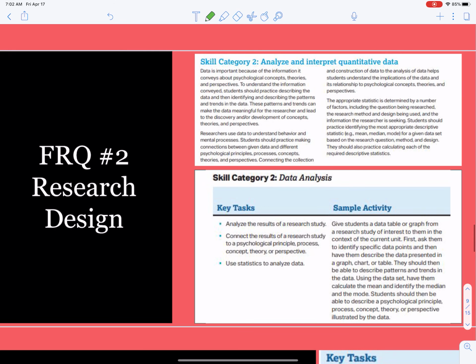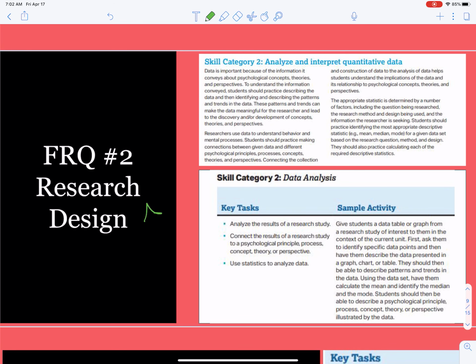Okay, now FRQ2 is going to be on research design, and research methods, it's actually called. In this, you're going to be expected to be able to analyze and interpret quantitative data. This can come in the form of a graph, it can come in the form of some statistics or numerical values that you might have to interpret.